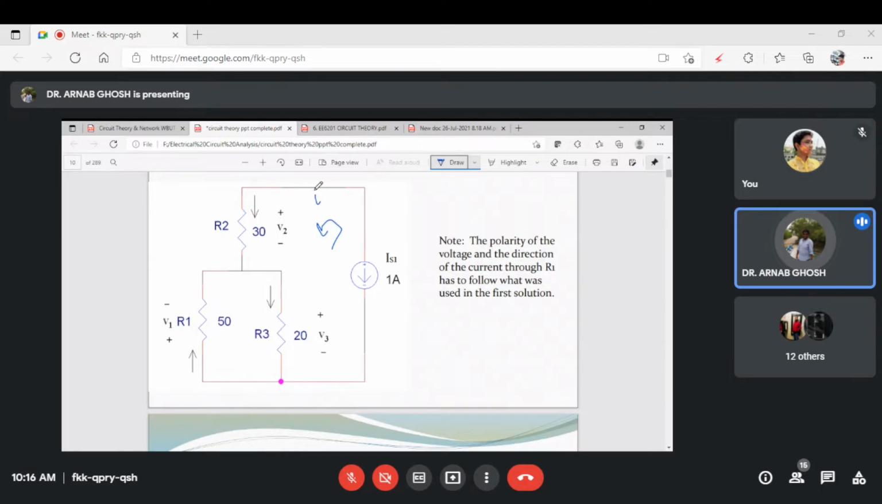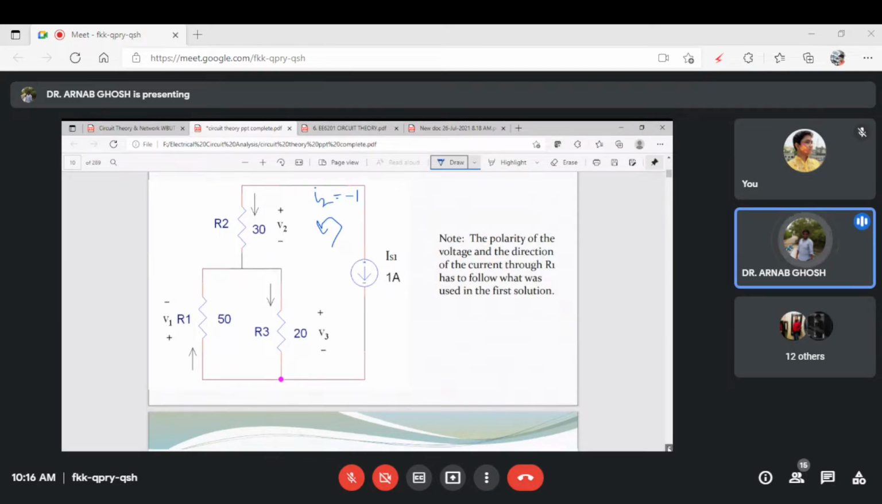Say this is I2. So what will be the current here? What is the current flowing here? I2, and this is equal to minus of this current, because here the current flow is shown in this direction. Here I am considering the current flow in this direction. So what will be the current? This will be -1. Here the current will be -1.